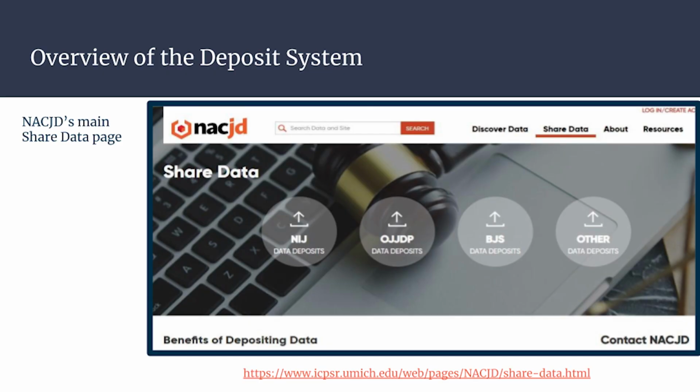You can get to the links to start your NIJ or OJJDP deposit in two ways. First, you can get there from the main Share Data page shown on this slide. Click the circle for NIJ data deposits or OJJDP data deposits. They are both linked to the submissions page.